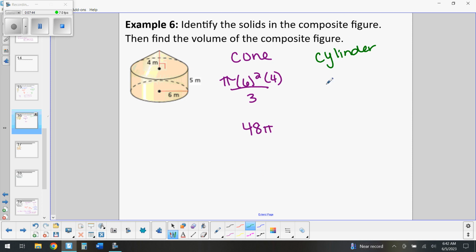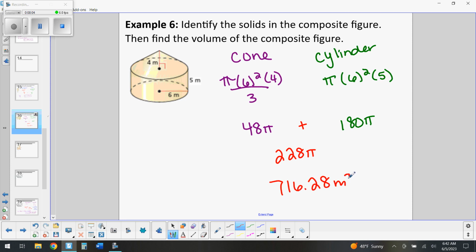For our cylinder, we know it's pi r squared height, and that's 180 pi. So if I add these together, I get a total of 228 pi. And now in the calculator, that becomes 716.28 cubic meters. Again, could have found out what 48 pi was, could have found out what 180 pi was, and added those together straight away.